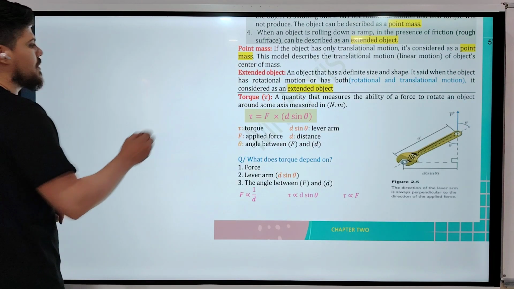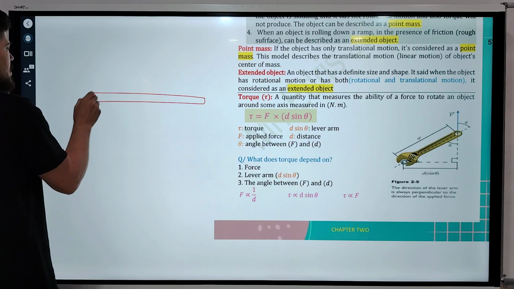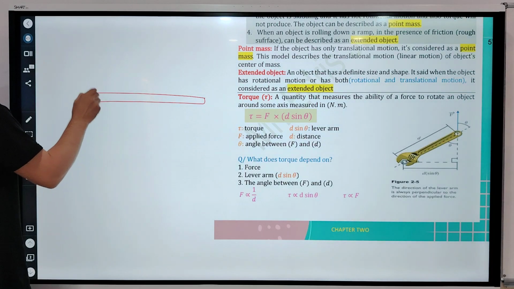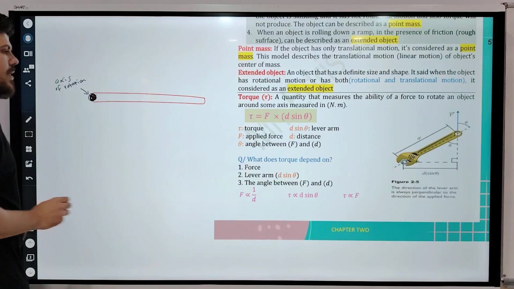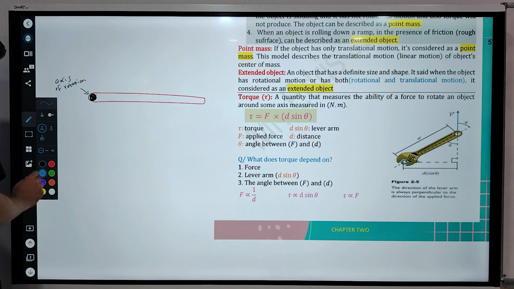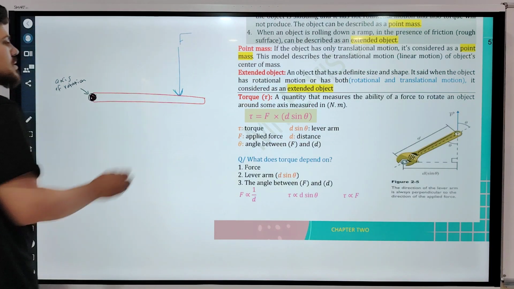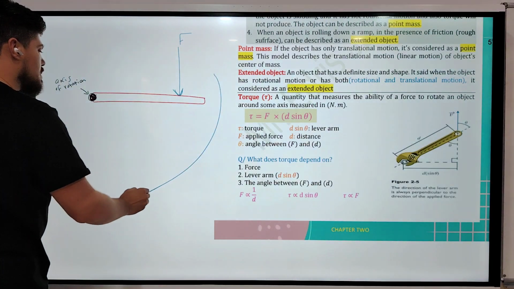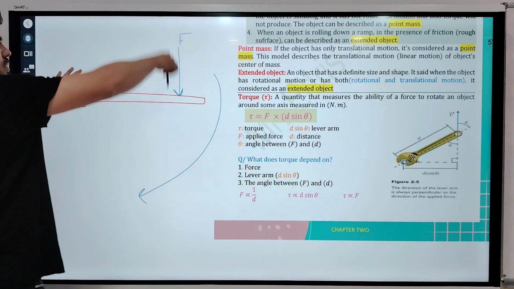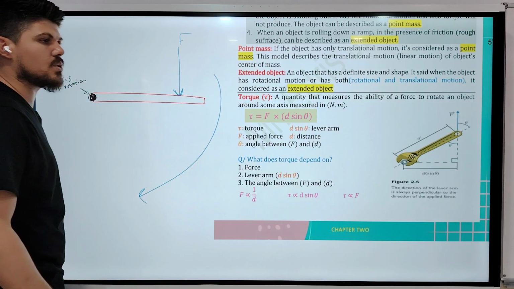What is lever arm? Assume that this is a thin rod and this is the axis of rotation. For example, when a force is applied at the end, at this point, this is the force. When the force is applied on this rod, the rod tends to rotate clockwise. Why? Because this is the axis of rotation. When the force is applied like that, the rod tries to rotate in the clockwise direction.